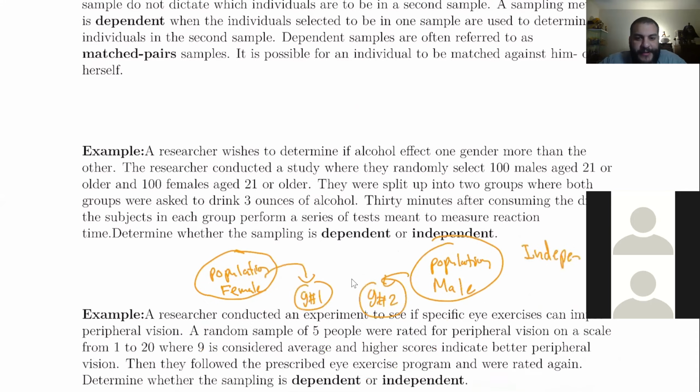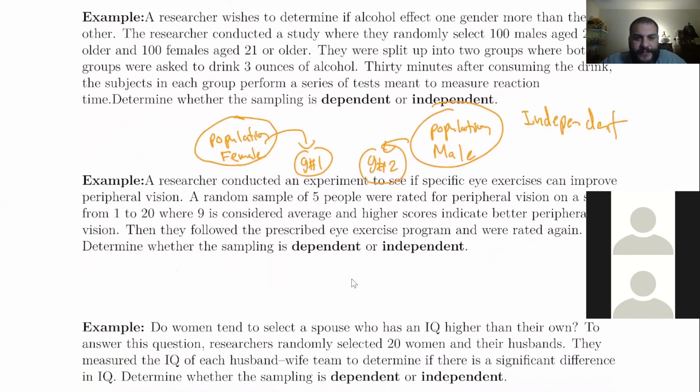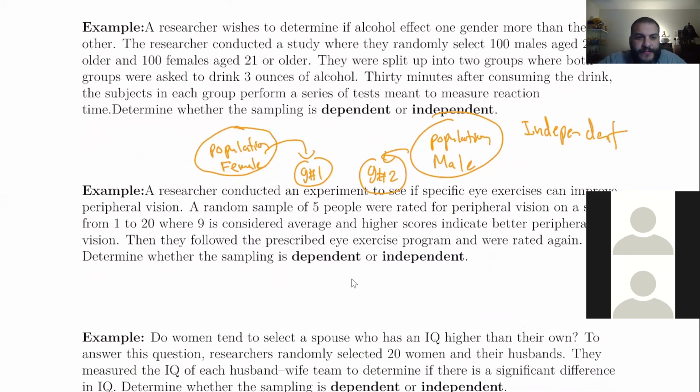All right, so let's do the second one. It says a researcher conducted an experiment to see if a specific eye exercise can improve peripheral vision. A random sample of 5 people were rated for peripheral vision on a scale from 1 to 20, where 9 is considered average and higher scores indicate better peripheral vision. Then they followed the prescribed eye exercise program and were rated again.